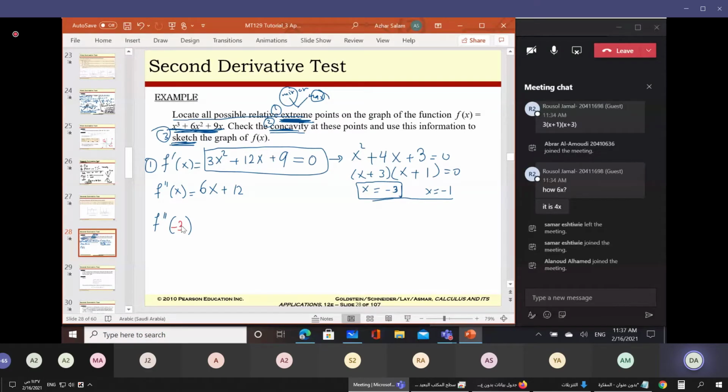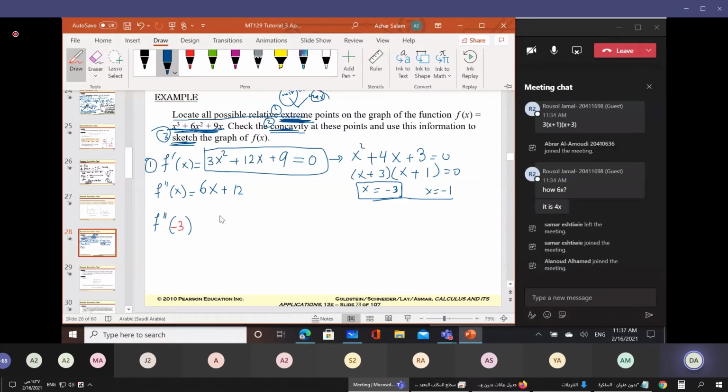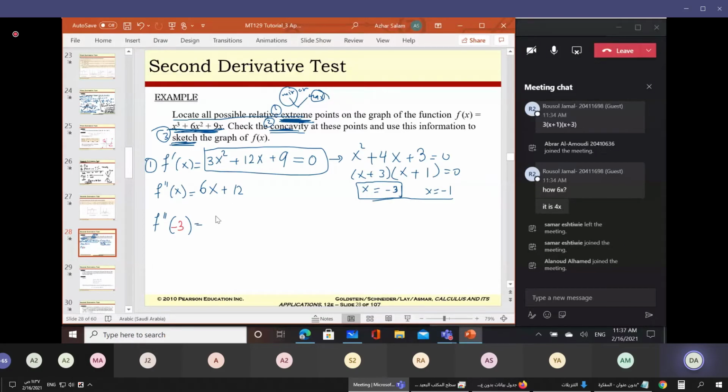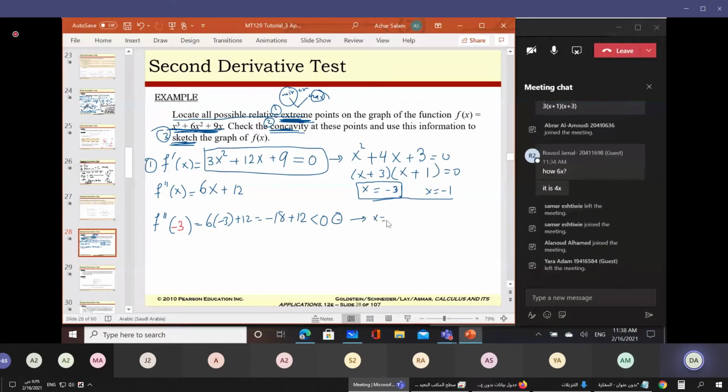And find the sign. The most important thing for me here is the sign. It equals 6 multiplied by minus 3 plus 12, which equals minus 18 plus 12, which is minus 6. Yes, minus 6, which is negative. If the second derivative is negative, the concavity will be down and the value will be a maximum. So at x equals minus 3 there is a maximum.